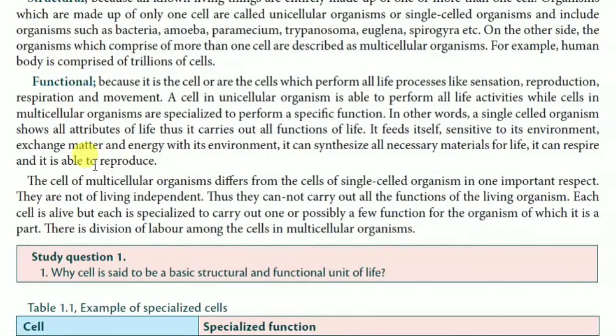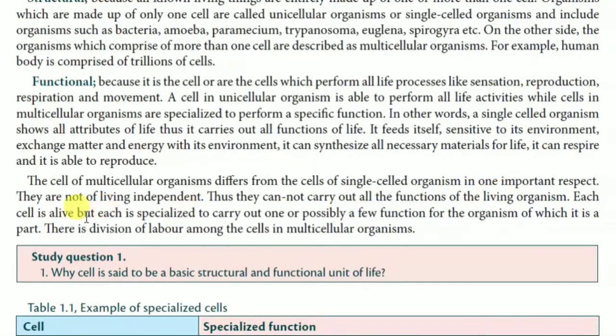Hiyo ni single-celled organism. The cell of a multicellular organism differs from the cell of a single-celled organism in one important respect, ambayo ni nini? They are not living independently. Kwa hiyo kwenye multicellular organisms, cell haijitegemei yenyewe kuishi, inategemea mwenzake. Unaona, tutaenda kusoma mbele kwamba a cell is a self-contained unit, kwamba cell inaweza kujitegemea yenyewe kuishi. Lakini kwenye multicellular ni kwamba cell inakuwa inajitegemea kuishi, lakini kule kujitegemea kunategemea pia function nyingine ziperformiwe na cell nyingine. So thus they cannot carry out all the functions of a living organism.